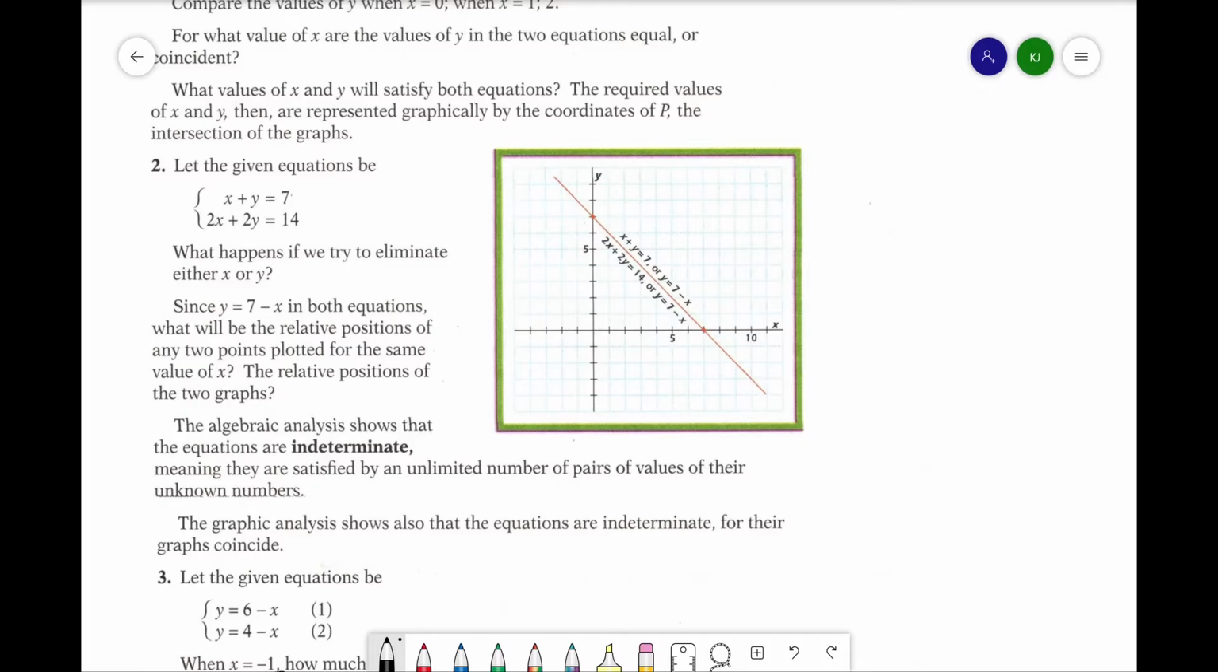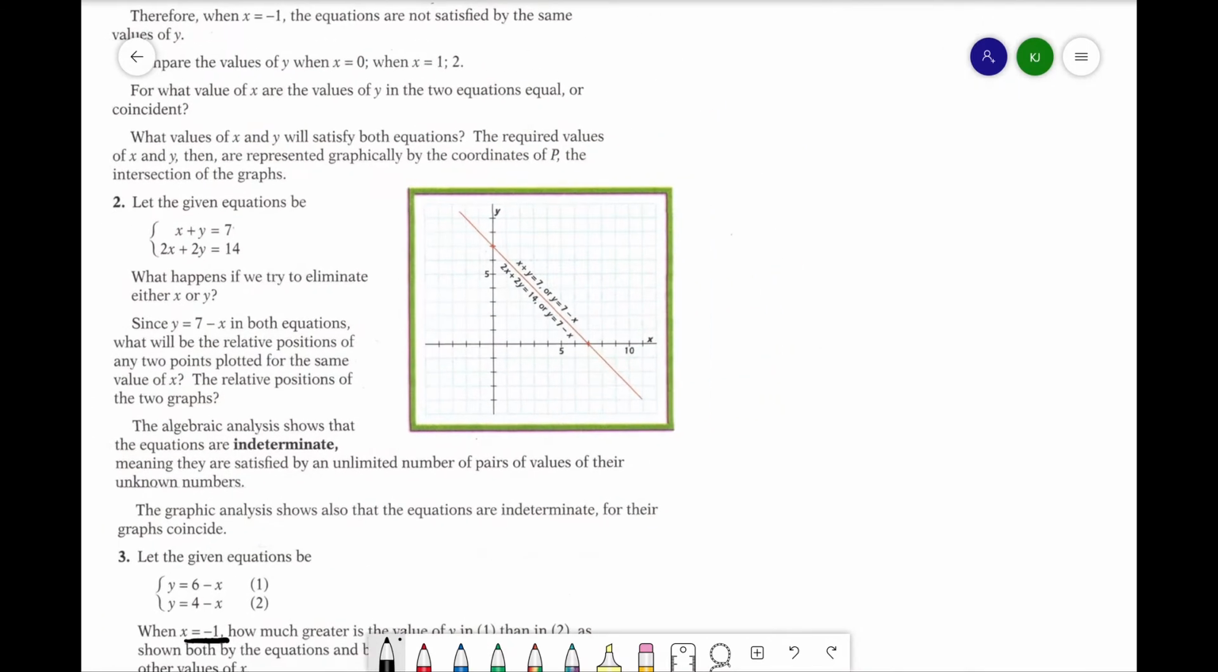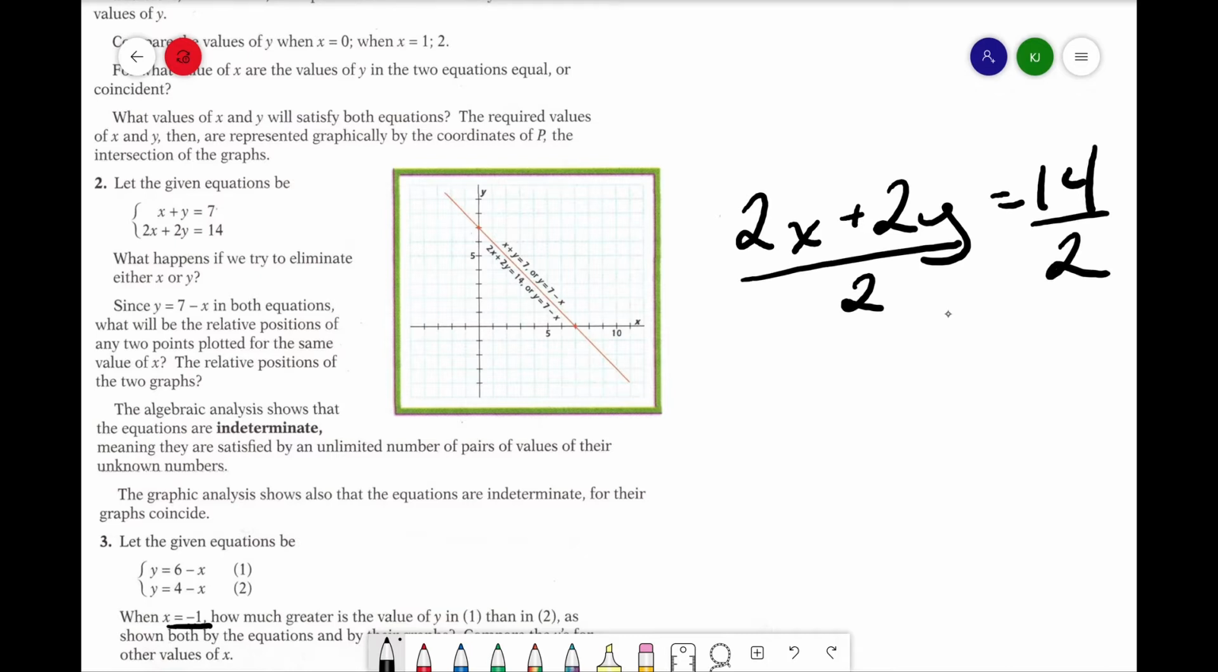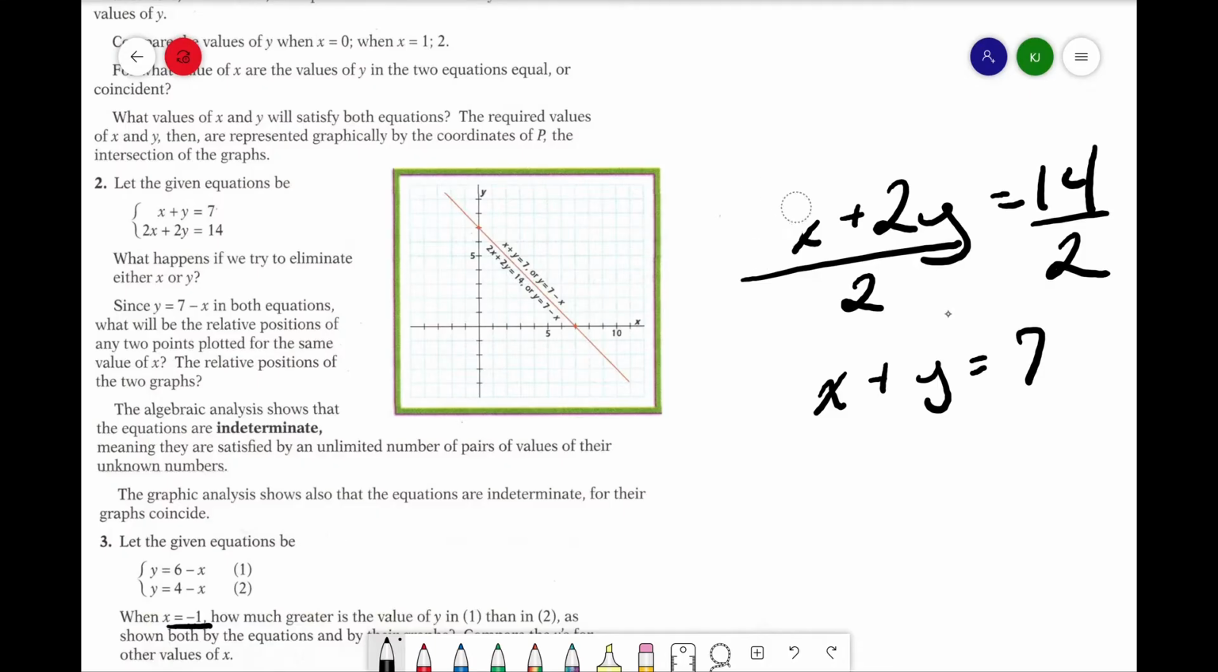So if we look at this equation, 2x plus 2y equals 14, we can automatically see that we could divide both sides by 2. Which would then make it x plus y equals 7, which is the same equation that we had for the first one. So we can already tell straight off the bat by looking at it, it's the same equation. It's obviously going to be only one line.